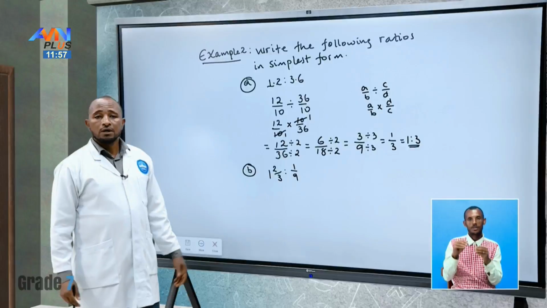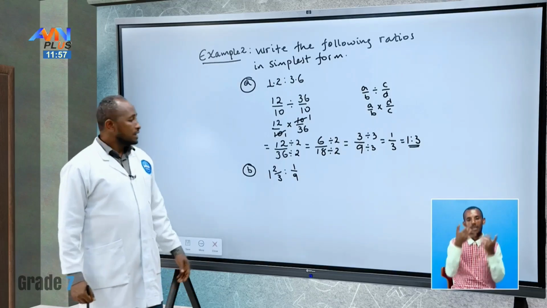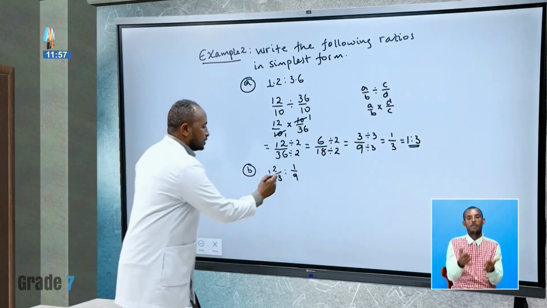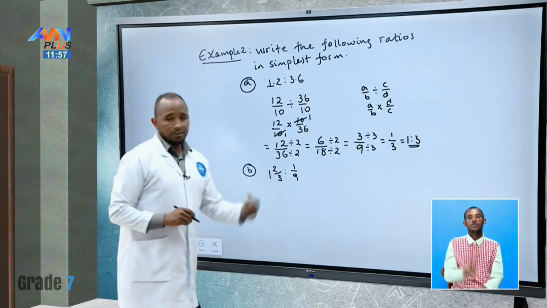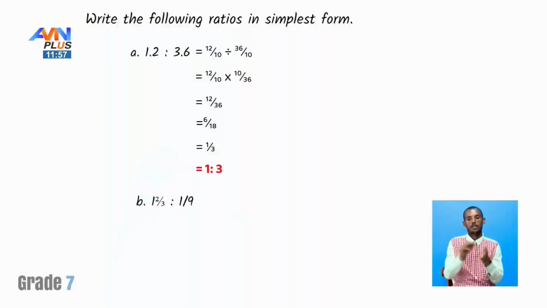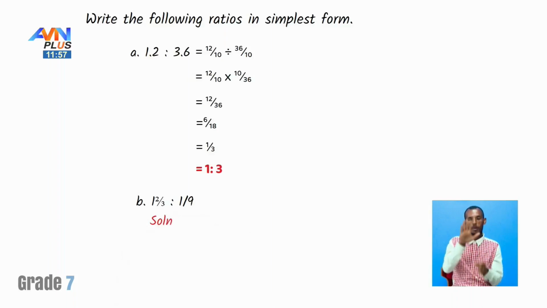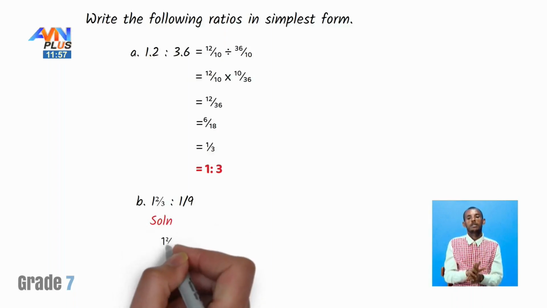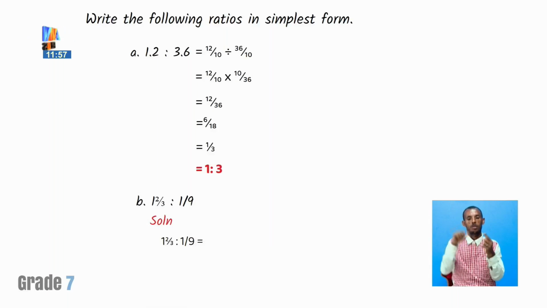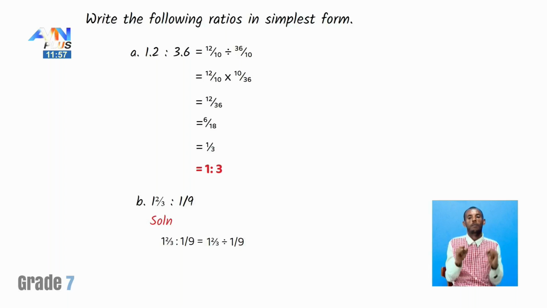Students, have you tried the question? Very nice. Now, let's see the answer together. To write this in simplest form, this ratio means division. Therefore, 1 and 2/3 ratio 1/9 is equivalent to 1 and 2/3 divided by 1/9.